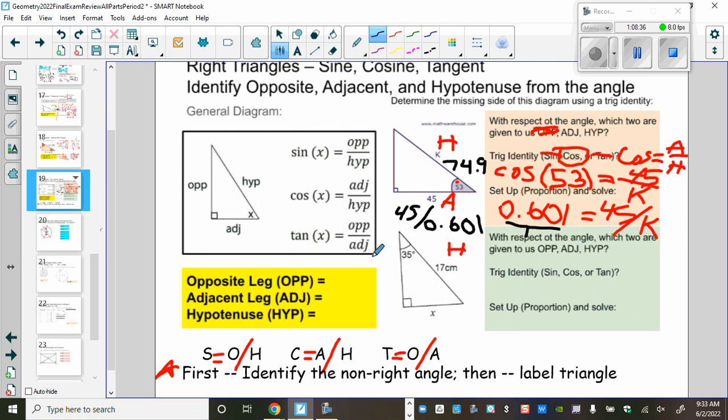Now this other one, I'm just going to show you. Here, you have an opposite and hypotenuse. So you don't have the adjacent. If you only have an opposite and a hypotenuse, opposite over hypotenuse, and then you would have the sine. Now you can take your angle, 35.